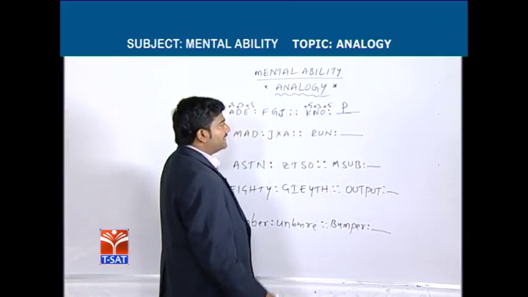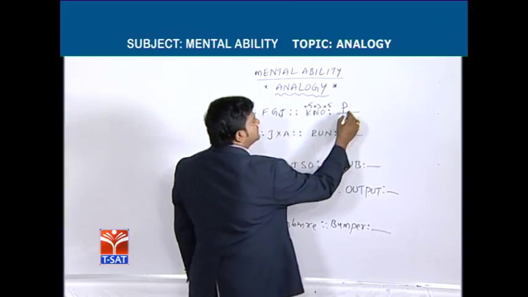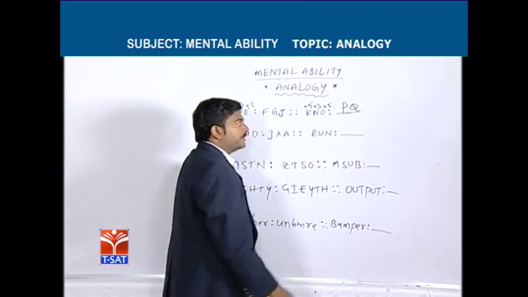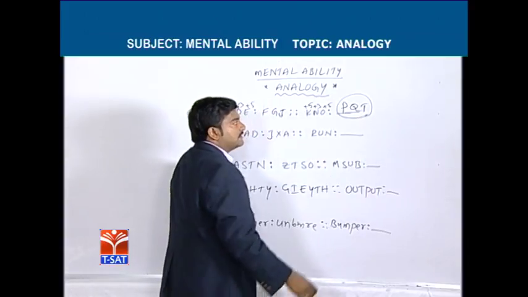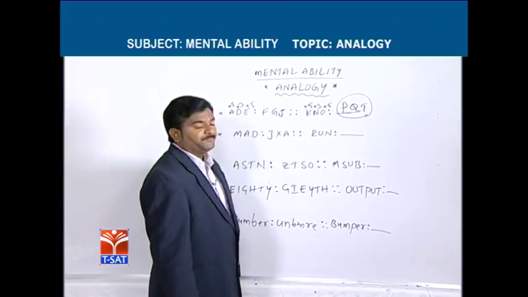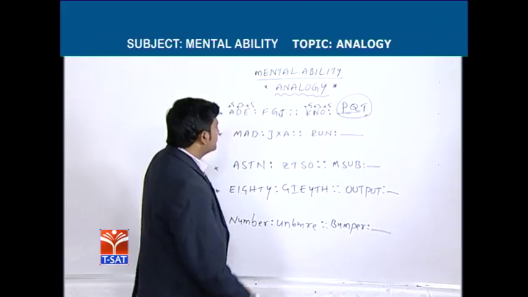P. N means 14. 14 plus 3 means 17. Again, 17th one is Q. O means 15. 15 plus 5 means 20. Hence the answer for the given question is what I am getting? P Q T I am getting. P Q T. Now we will focus on this.